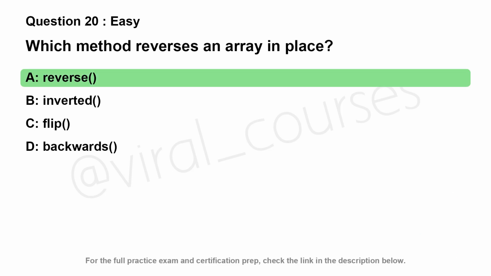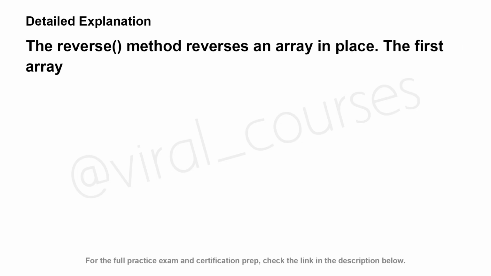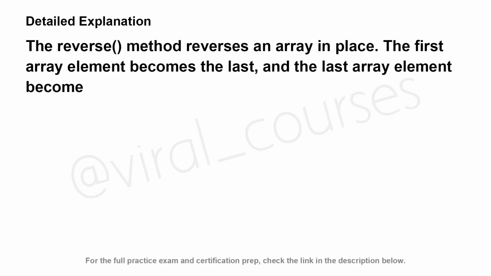The correct answer is A. The reverse method reverses an array in place. The first array element becomes the last, and the last array element becomes the first. It is a mutator method.